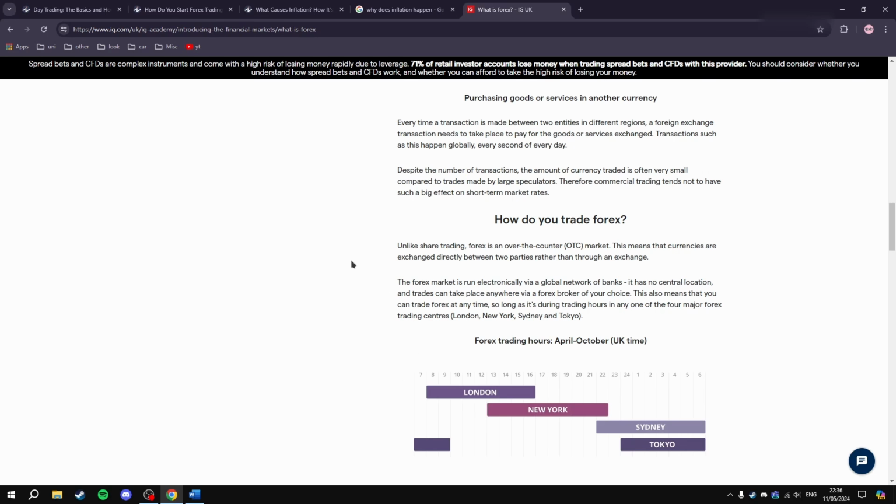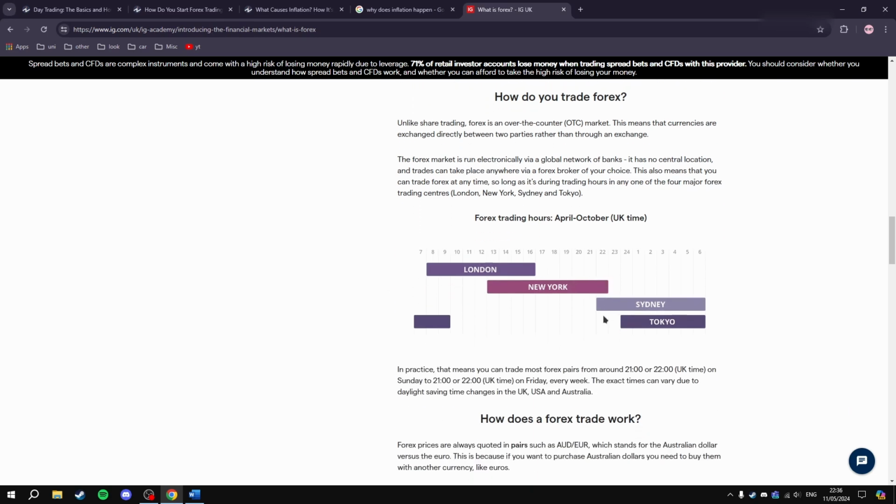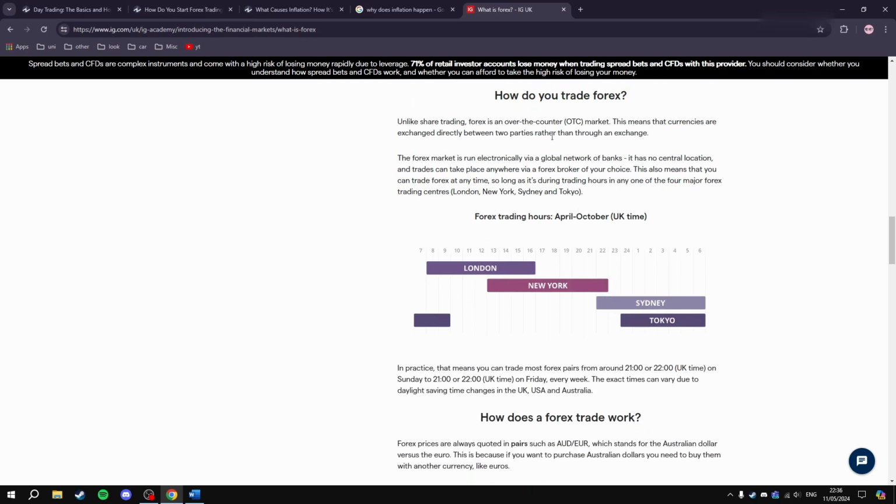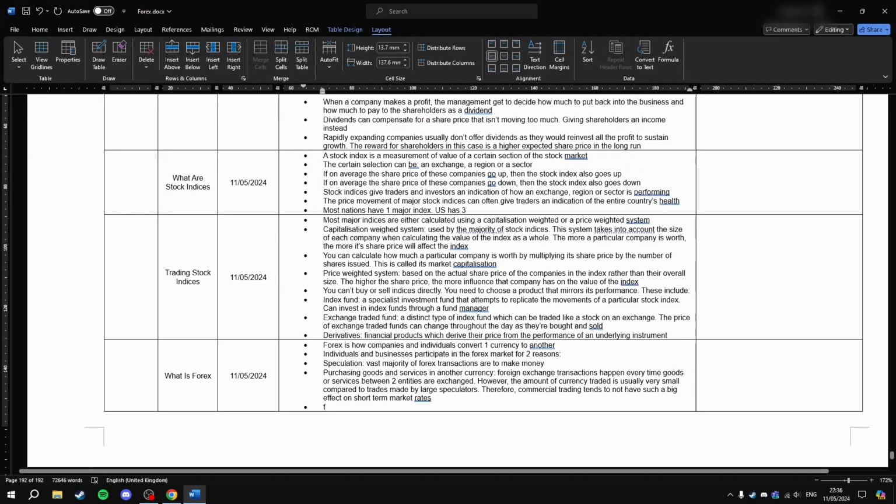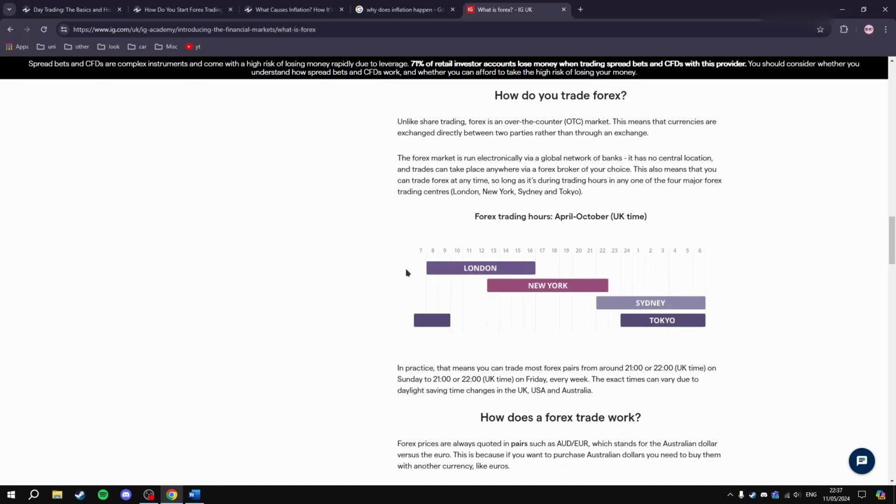How do you trade Forex? Unlike share trading, Forex is an over-the-counter market. This means that currencies are exchanged directly between two parties rather than through an exchange.